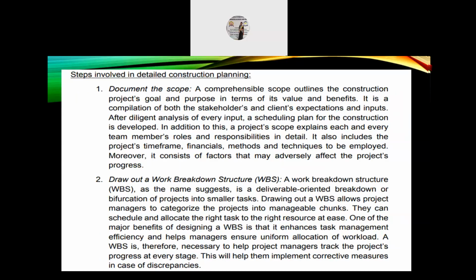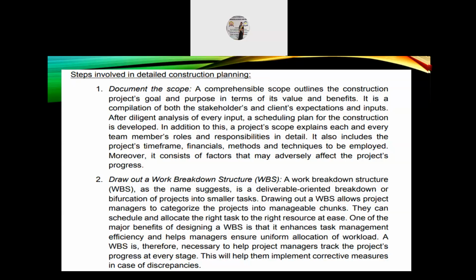Next, steps involved in detailed construction planning. Number 1. Document the scope. A comprehensible scope outlines the construction project's goals and purpose in terms of its value and benefits. It is a compilation of both the stakeholders' and clients' expectations and inputs. After diligent analysis of every input, a scheduling plan for the construction is developed. In addition to this, a project scope explains each and every team member's roles and responsibilities in detail. It also includes the project's time frame, financials, methods, and techniques to be employed. Moreover, it consists of factors that may adversely affect the project's progress.